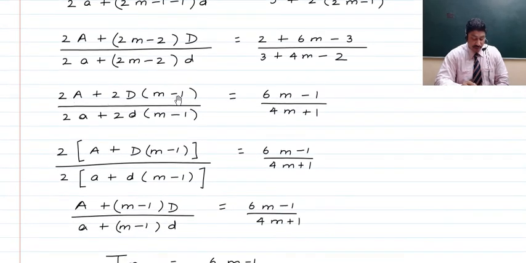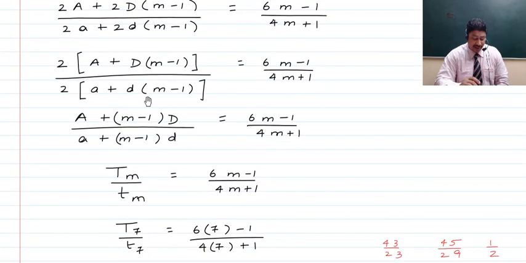Further, if you talk about the numerator as well as the denominator, then in both the terms of this binomial, we have 2 which can be taken common outside and cancelled off from the numerator and from the denominator. Thus, in the numerator, we are left out with a plus m minus 1 times d. And in the denominator, we are left out with small a plus m minus 1 times small d, right?